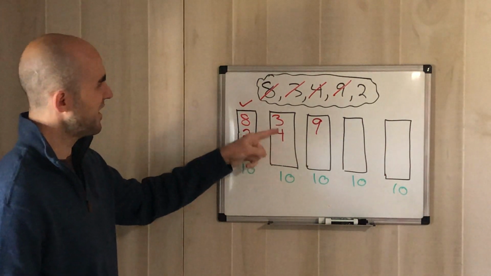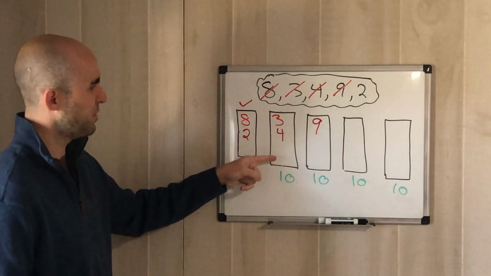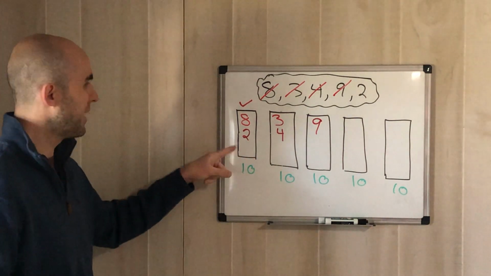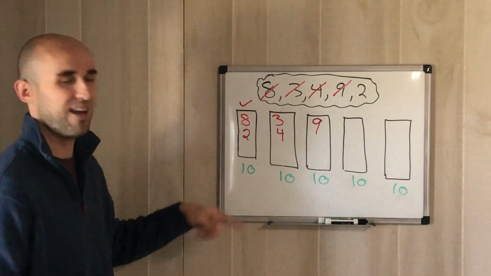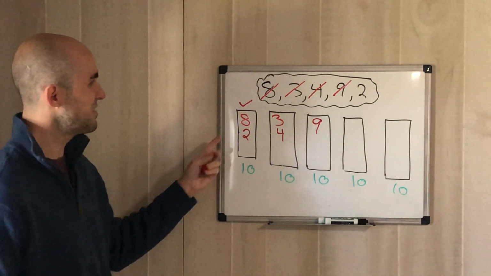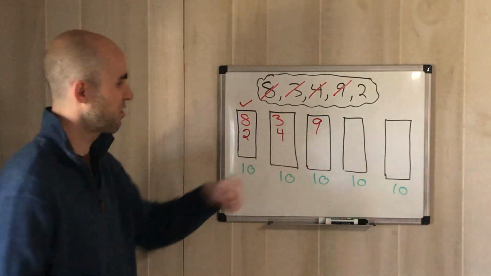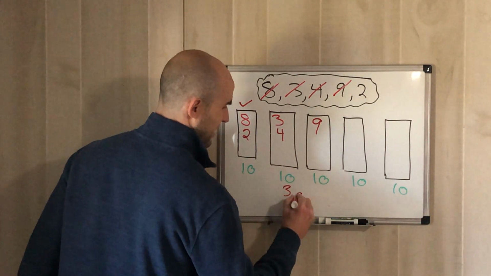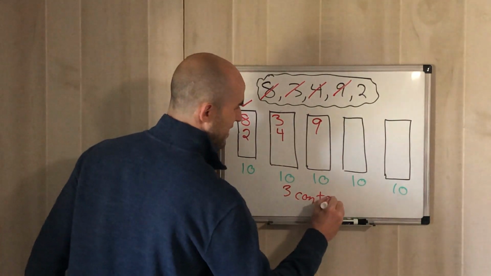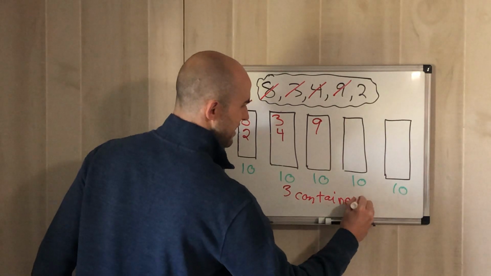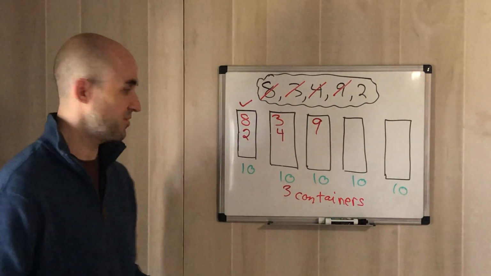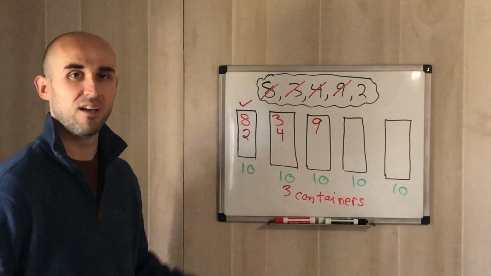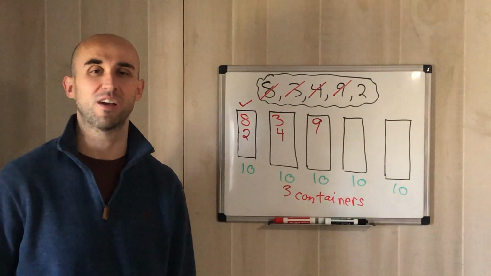We could have put it here. 3 plus 4 was 7. 7 plus 2 is 9. It would fit. But it fits better here because there's nothing left over. 8 plus 2 is 10. That's always our goal. So in the end, same thing. We had 1, 2, 3 containers. 3 containers to fill this up. And that's the idea of bin packing, guys. It's how many containers you need in order to be able to arrange terms, the least amount of containers. Again, hopefully this helped. Let me know if you guys need any help on anything.